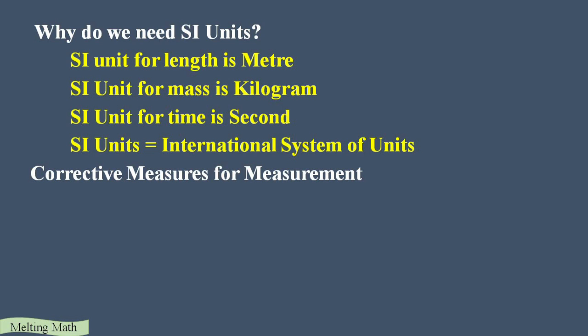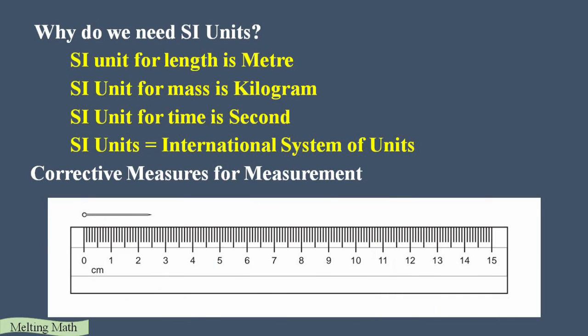Okay. Next, corrective measures for measurement. If you measure just like that, there will be an error. You should measure in the appropriate manner. Here, they give one picture. In this you have to find the length of the pin. Make sure one end of the pin is at 0 centimeter, then the other end is at 2.5 centimeter. We can easily find that the length of the pin is 2.5 centimeter.